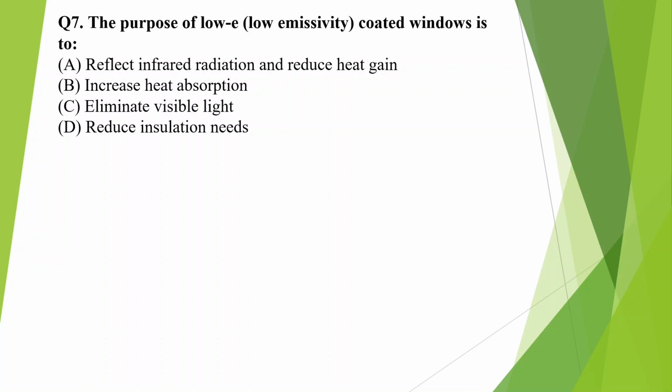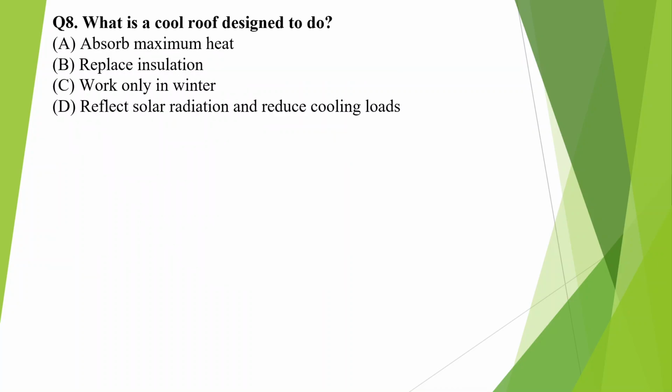That is, low E coating reflects infrared radiation, keeping the interior cool in summer and warm in winter, while allowing the daylight inside. That is the correct answer, option A. All of you have marked it absolutely correct. Good. So without wasting our time, let's go to the eighth question, guys.